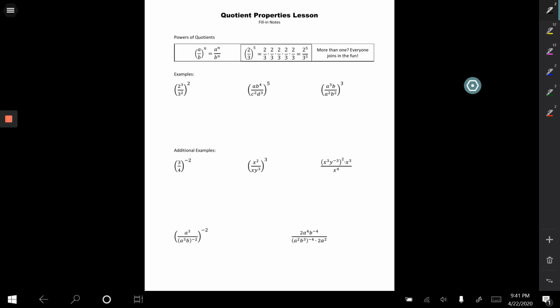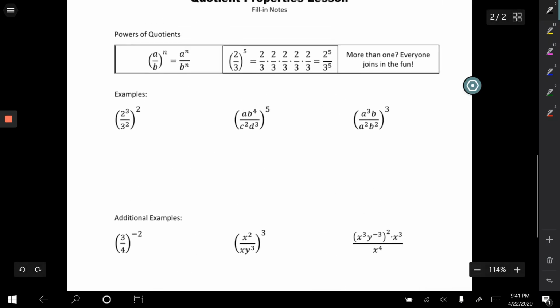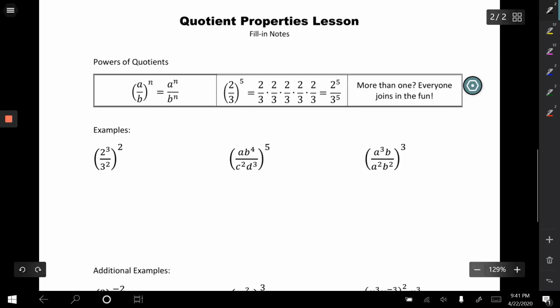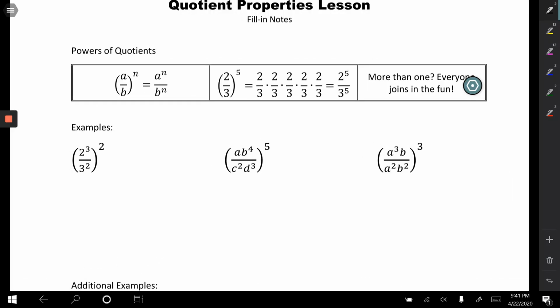This is another quotient property, but it's pretty simple. It's very similar to our powers of powers. This is powers of quotients. Now, powers of quotients works in the same way as our powers of powers. If I have more than one base, in this case, our bases are top and bottom of a fraction line, then each base gets the exponent on the outside.